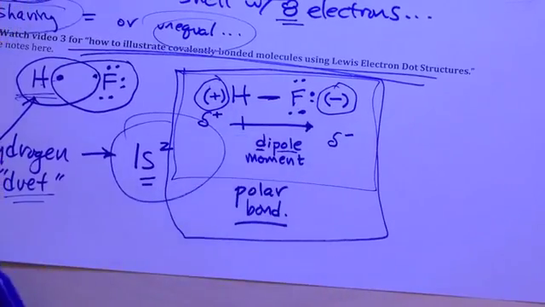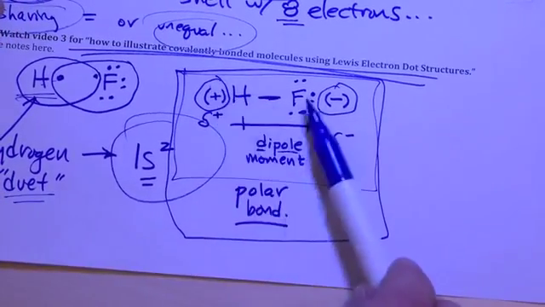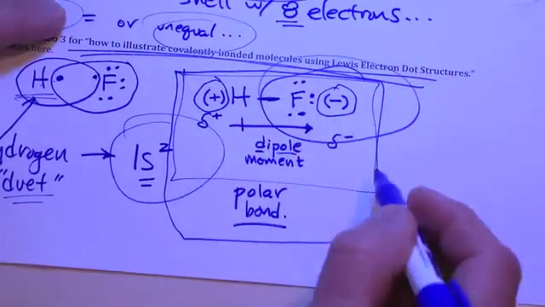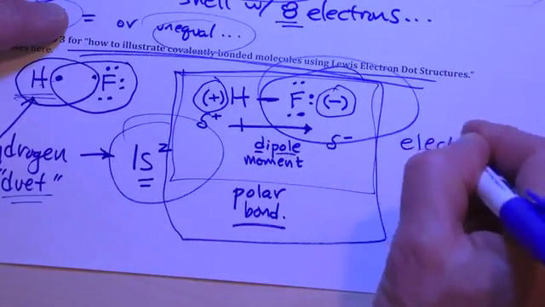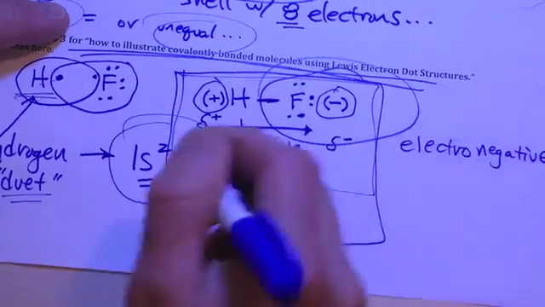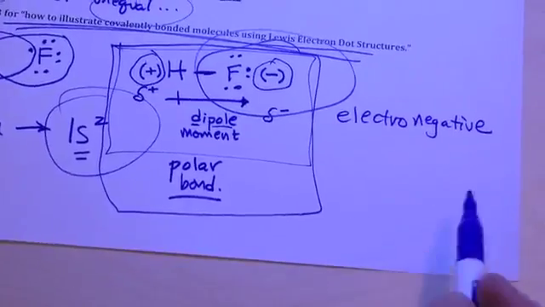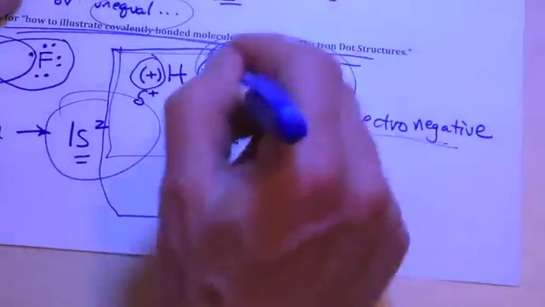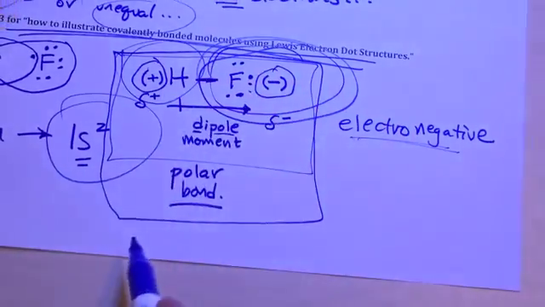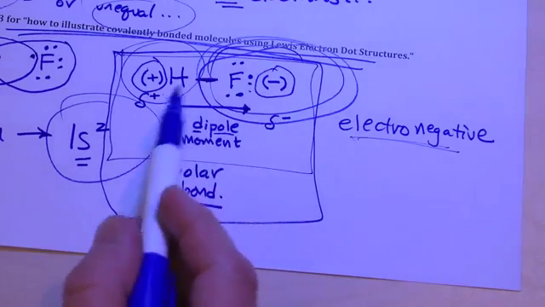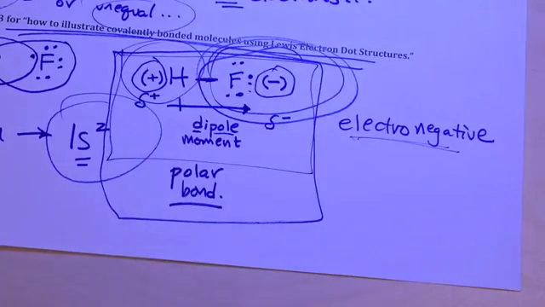When there's an unequal sharing of electrons, we have what's called a polar bond, which means that there's an unequal sharing of electrons because one element is more electronegative than the other. And electronegativity, remember, is a rating scale that tells you how much something wants an electron versus something else. And since fluorine is the most electronegative atom on the periodic table, it sets up a dipole moment.